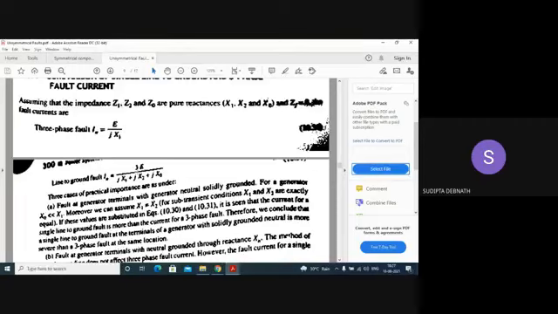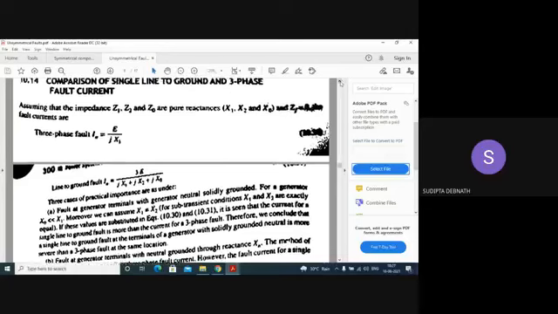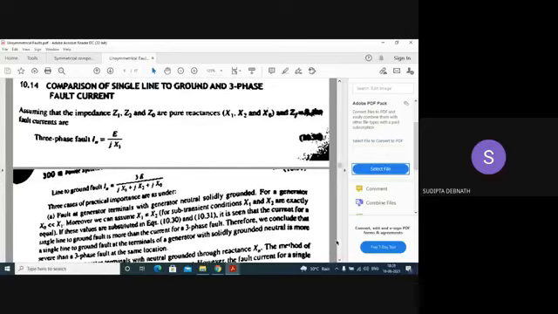So when the neutral is solidly grounded, this single line to ground fault is more severe for a generator, because these are for generators only. This zero sequence can be neglected for a generator, but for transmission lines it is very high. You cannot neglect it. So this is for the generator, and for when it is solidly grounded.